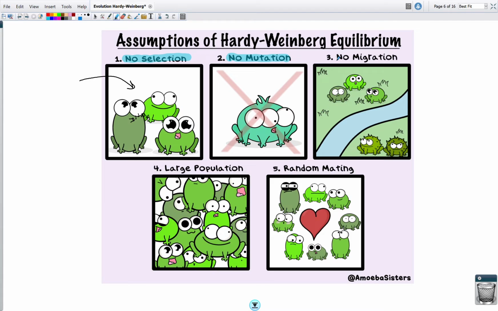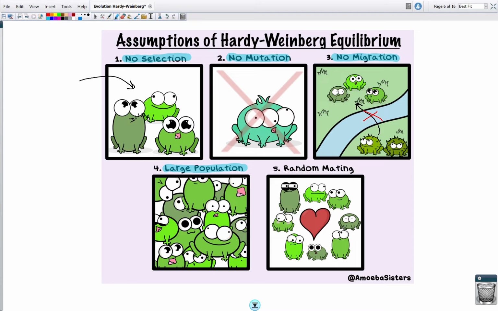He says there's no migration, or they say, Hardy and Weinberg. So in other words, these predators can't make their way over here to knock off their prey. That's no selection and no migration. They're not allowed to move. And if you're not allowed to move, well, that's one of the assumptions that Hardy and Weinberg allow for their equation. The other thing that they mention is you have to have an infinitely large population.